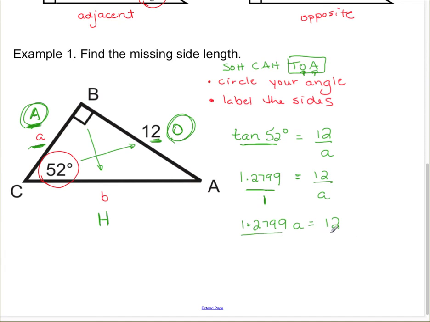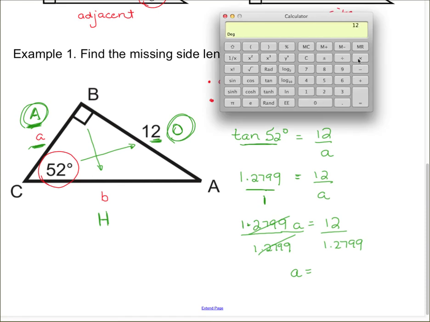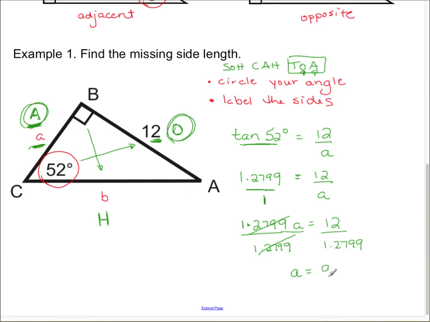And then I have to divide both sides by 1.2799 to get this a by itself. So now to get my a, I have to do this division. So doing that division, 12 divided by 1.2799. And that's 9.38. So that side length is 9.38.